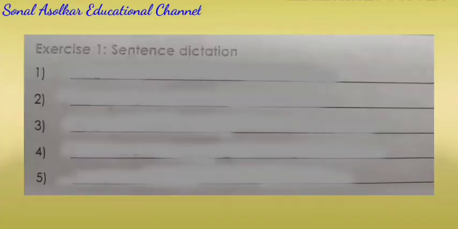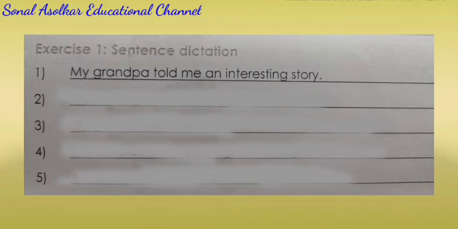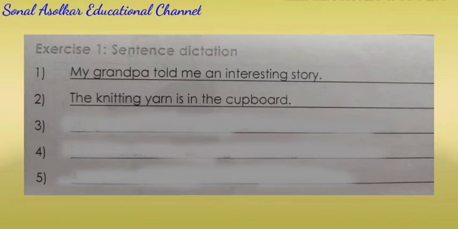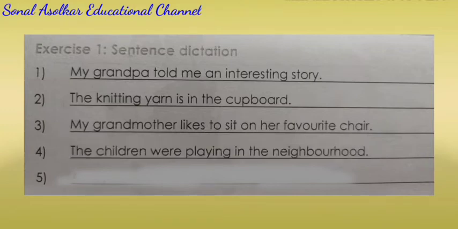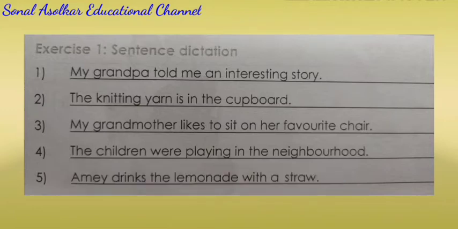Exercise 1, sentence dictation. So first sentence, my grandpa told me an interesting story. Then second sentence, the knitting yarn is in the cupboard. Then third sentence is, my grandmother likes to sit on her favorite chair. Then fourth sentence, the children were playing in the neighborhood. Then fifth sentence, a mare drinks the lemonade with a straw.